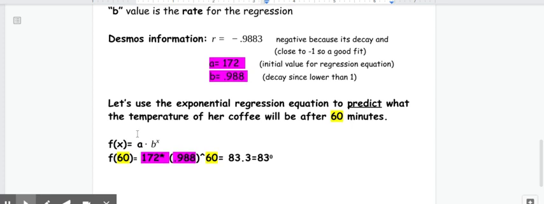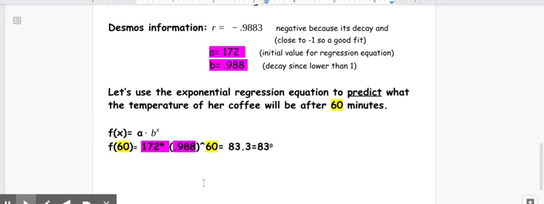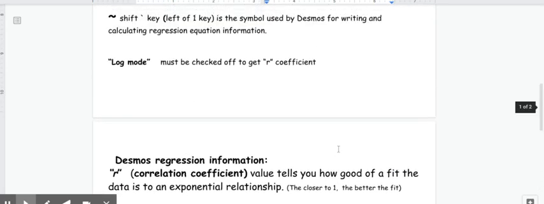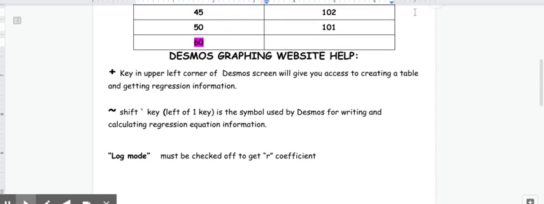So I'm going to enter these values in because I want to predict what the temperature of her coffee will be after 60 minutes. I'm going to take my 172, this time I put in the times symbol, times my rate to the 60th power, and I'm noticing that it's coming out to 83.3 degrees. I'm just going to round that to 83. I can even go back to my table and enter that in as 83 degrees. We would predict after 1 hour, the temperature of the coffee would be 83.